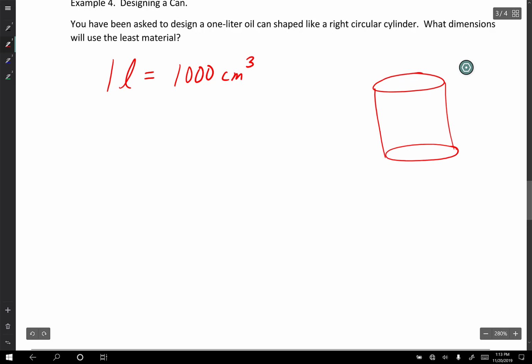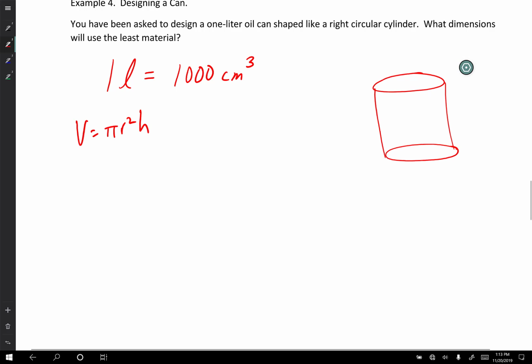All right, so here we go. Volume of this cylinder is pi r squared, which is the base, times the height. So there it is, there's my 3 dimensions. And I'm going to equal that to 1,000. That's my restriction equation. And I want to use the least amount of surface area, so I'm going to call that area.